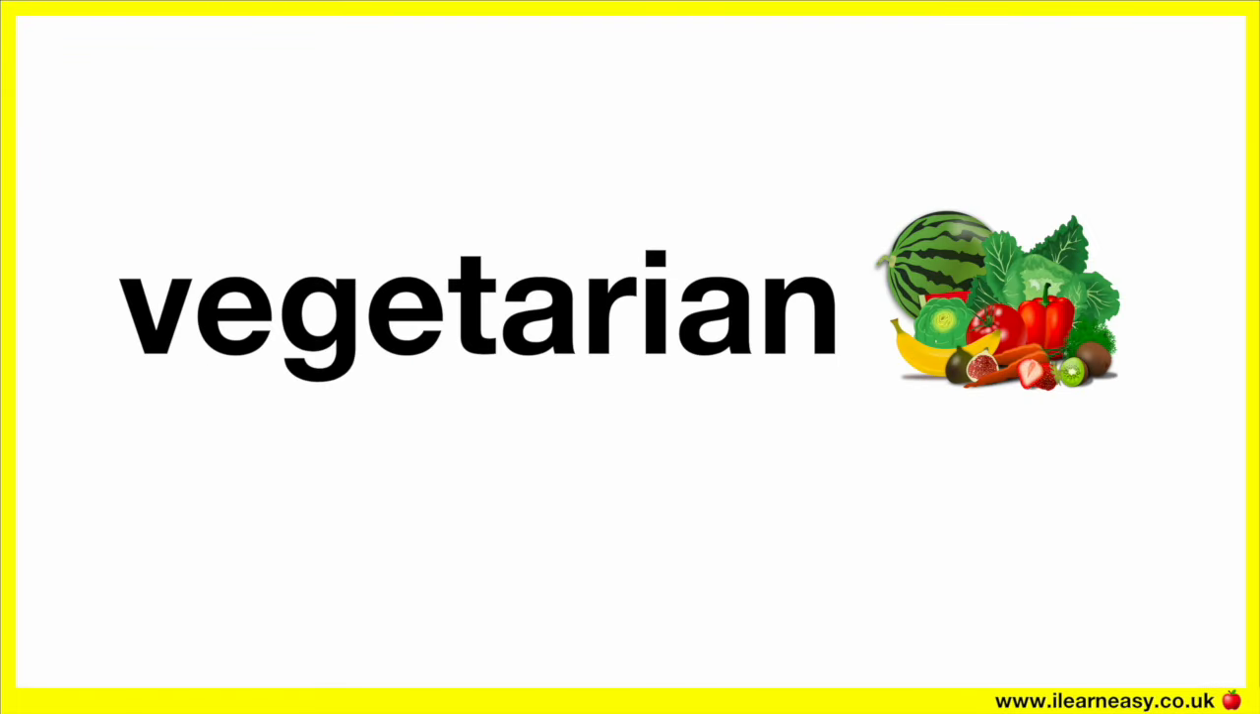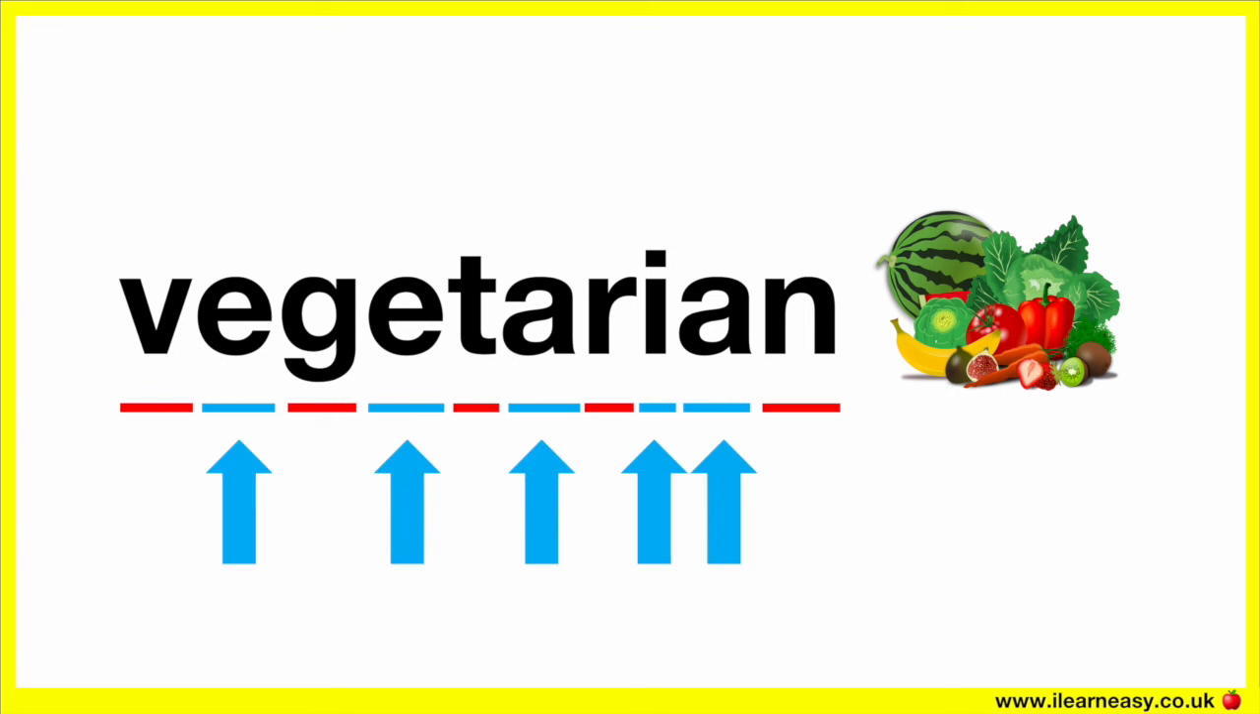Vegetarian. The letter V is a consonant, the letter E is a vowel, the letter G is a consonant, the letter E is a vowel, the letter T is a consonant, the letter A is a vowel, the letter R is a consonant, the letter I is a vowel, the letter A is a vowel, and the letter N is a consonant. There are 5 vowel sounds in this word, therefore there are 5 syllables.